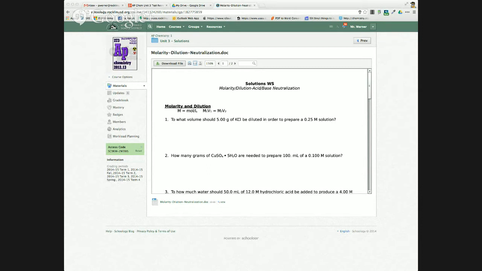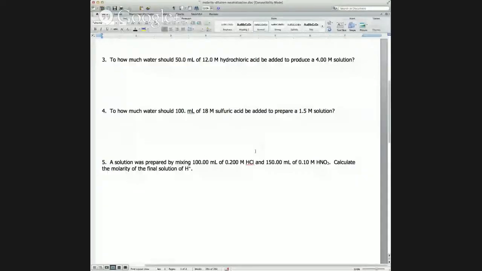All right, so if the one that you really mean, Joanne, is number 5 on that sheet that I just did, let's take a look at it. A solution was prepared by mixing 100 milliliters of 0.2 molar HCl and 150 milliliters of 0.1 molar HNO3, nitric acid. Calculate the molarity of the final solution of H+.